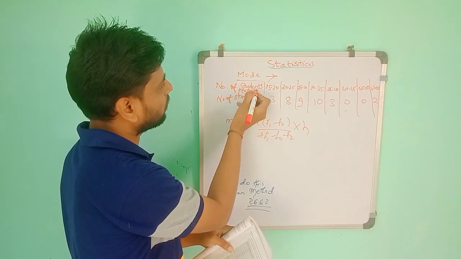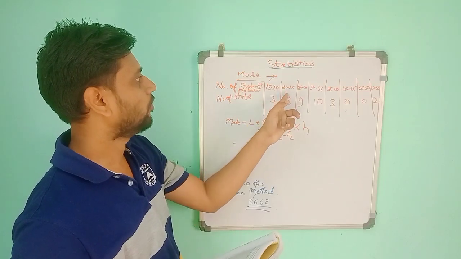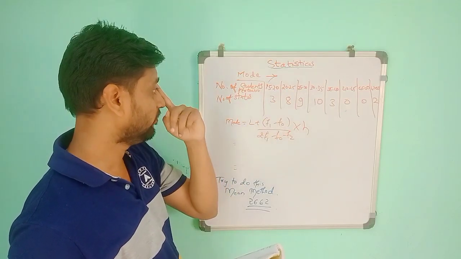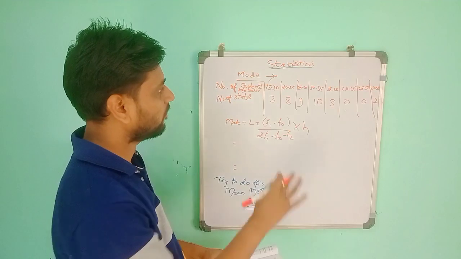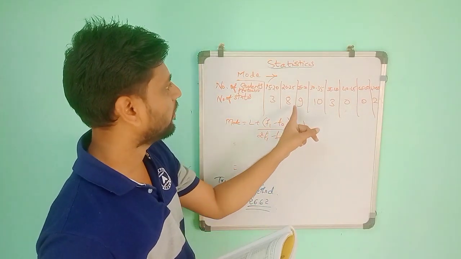So for one teacher, the number of students will be 15 to 20. How many states? 3 states. Then 20 to 25 students for one teacher, how many states? 8 states. So 3, 8, 9, 10, 3, 0, 0, 2. In this one, which is the maximum? 10 is the maximum.